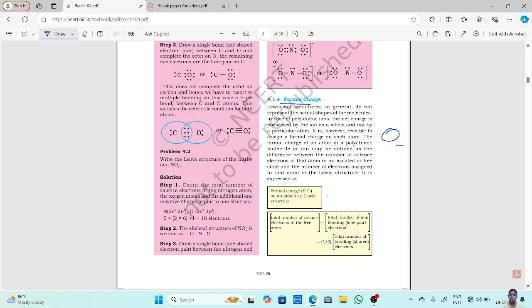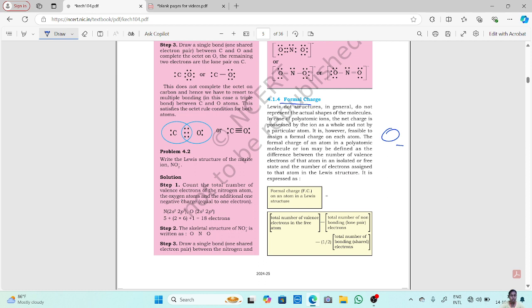A formal charge of an atom in a polyatomic molecular ion may be defined as the difference between the number of valence electrons of the atom in an isolated or free state and the number of electrons assigned to that atom in the Lewis structure. So how will you calculate the formal charge?